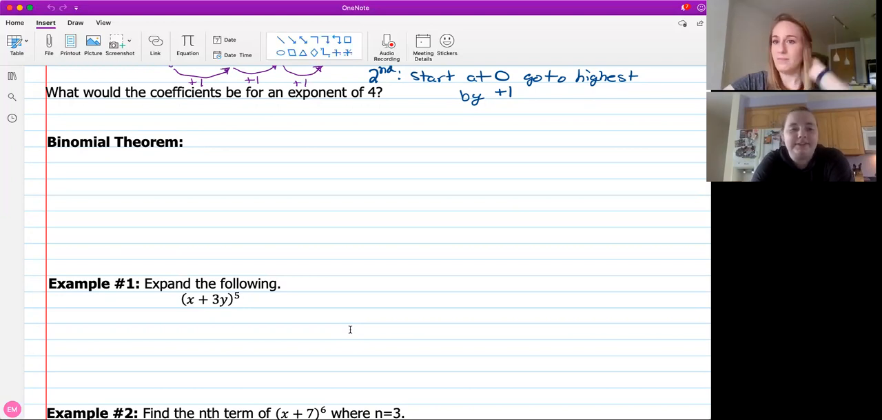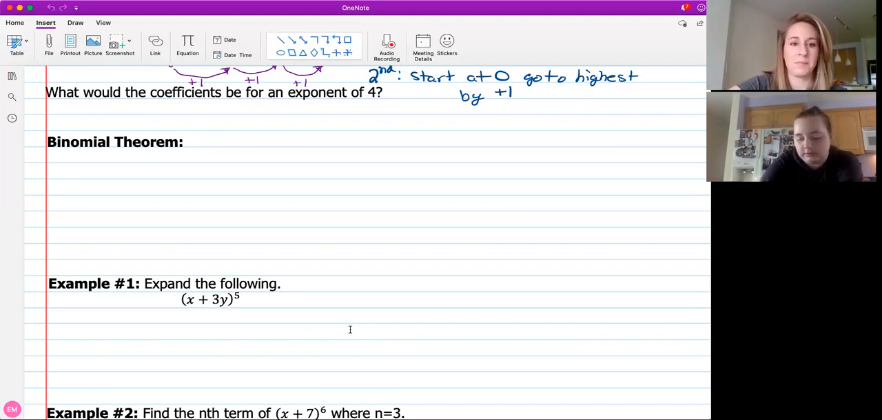So the binomial theorem, like Ms. Lashley said, will help us determine the expansion of a binomial, because it's the binomial theorem, if you don't want to use Pascal's triangle or if you have some really high exponent. So that's just what it is. It's just going to help us determine the expansion of a binomial.